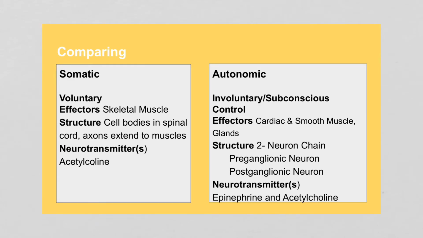In addition to what these systems control, there are important differences in the structure and neurotransmitters the systems use. In the somatic nervous system, the cell bodies of the motor neurons are in the gray matter of the central nervous system, and the axons extend to the skeletal muscles that they innervate. In the autonomic nervous system, there's a 2-neuron chain. The cell body of the first neuron, the preganglionic neuron, is within the central nervous system, and its axon is going to extend to a ganglion that's outside of the central nervous system. In that ganglion, we find the cell body of the postganglionic neuron, and that axon is going to reach out to its effector.